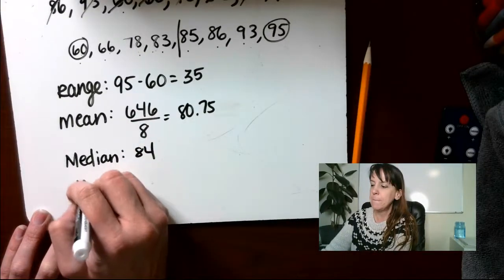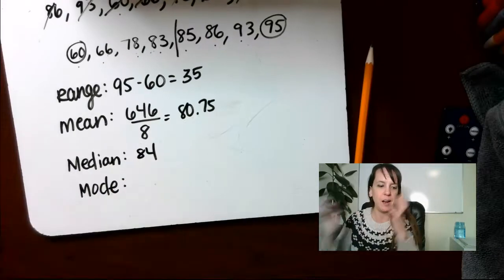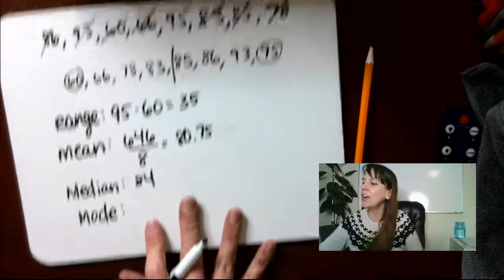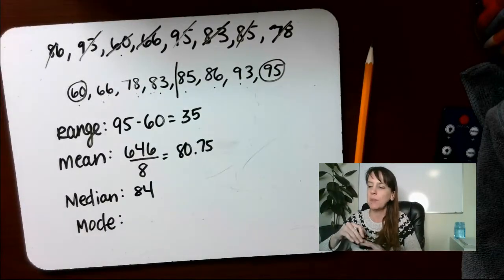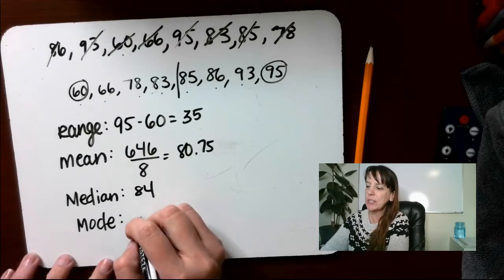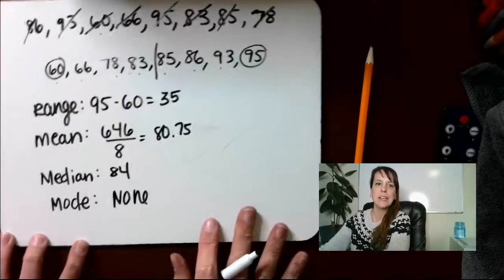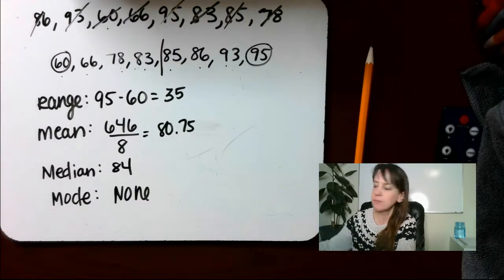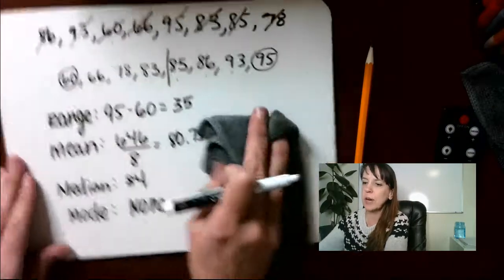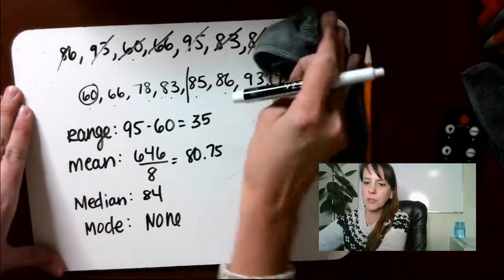And then our mode, right? So there are no repeats in this. All of them only appear one time. So we don't have, there's no mode, none, okay? So hopefully that makes sense. There's some practice problems on page 183.